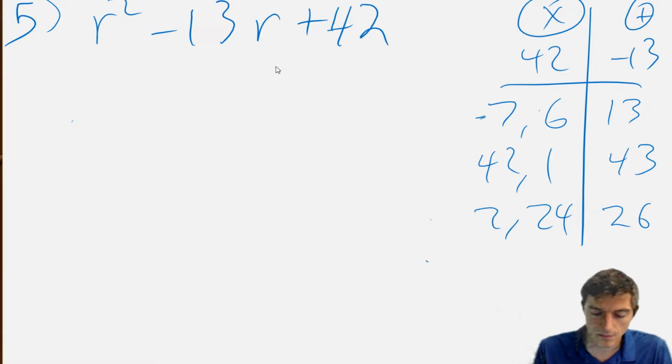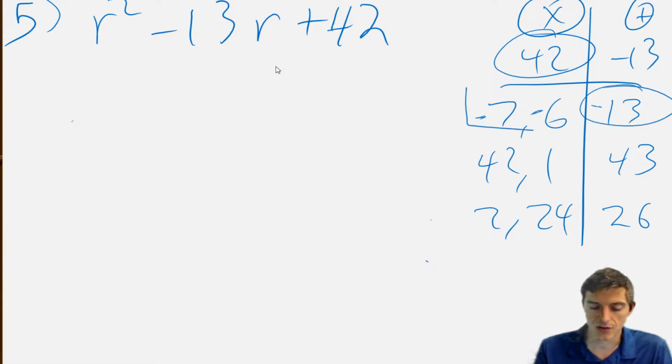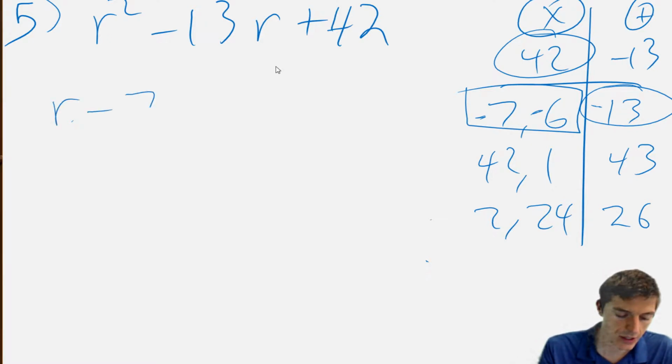If I multiply negative 7 times a negative 6, I also get a positive 42. But when I add negative 7 and negative 6 together, I get a negative 13. So for those reasons, negative 7 and negative 6 are my solutions. So I get r minus 7, r minus 6.